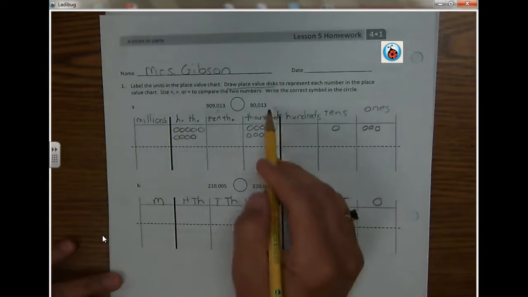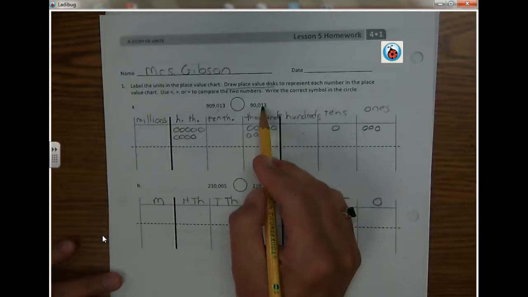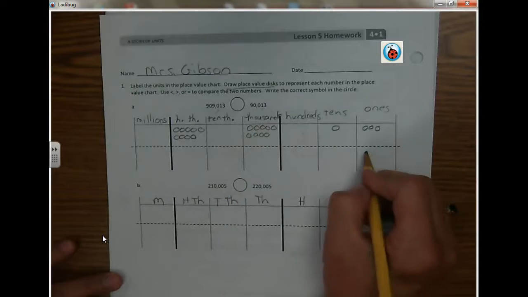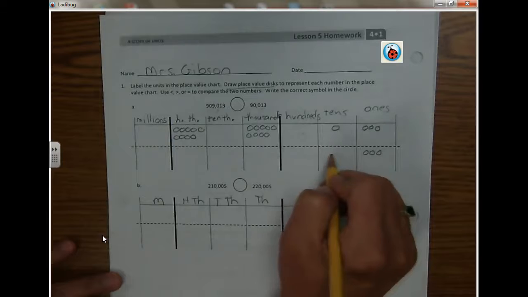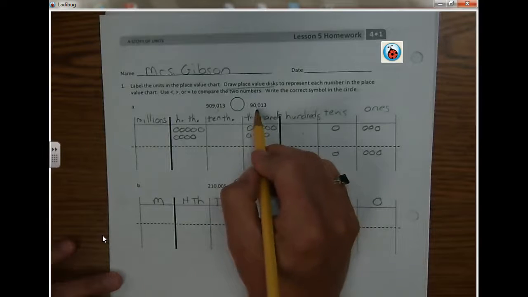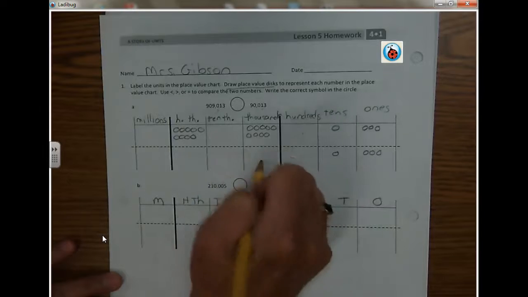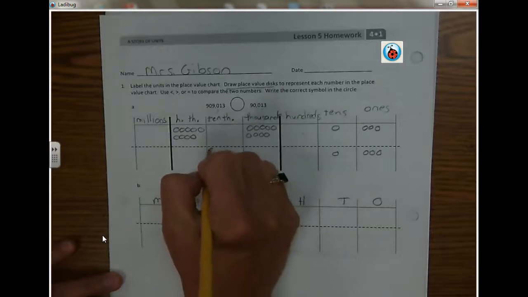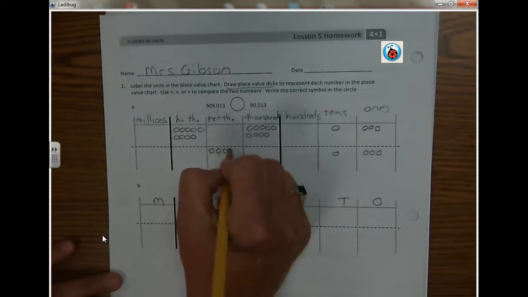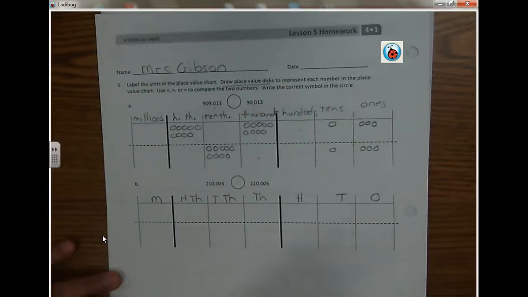Now going to the next number on the bottom, I'm going to represent the 3 ones, 1 ten. Well, now I have 0 in the hundreds. I have 0 in the thousands, but I have 9 in my 10,000s. So there's 9 in my 10,000s.